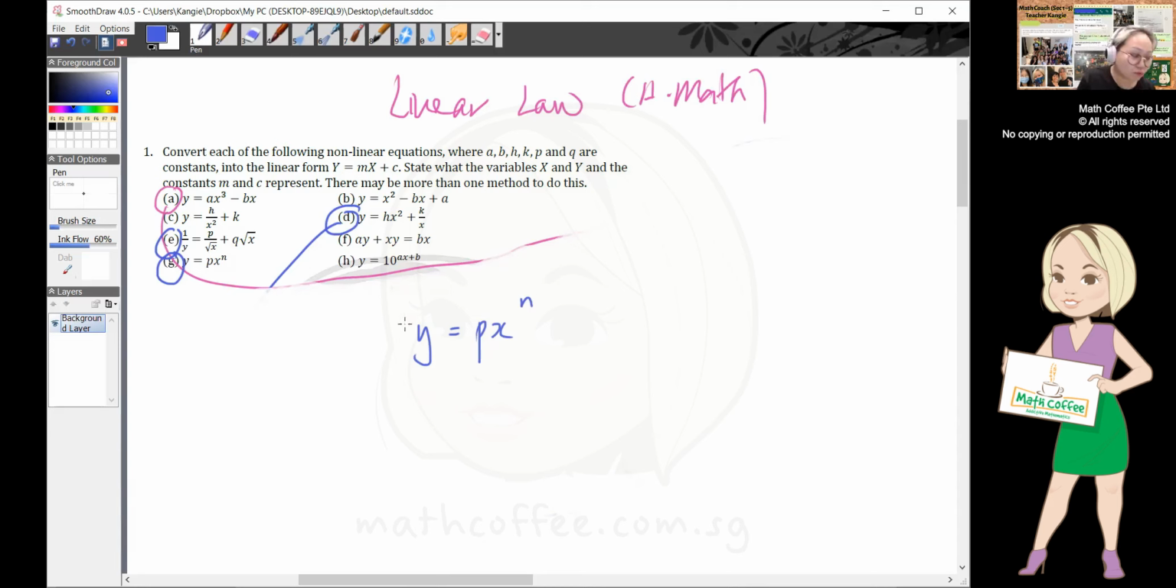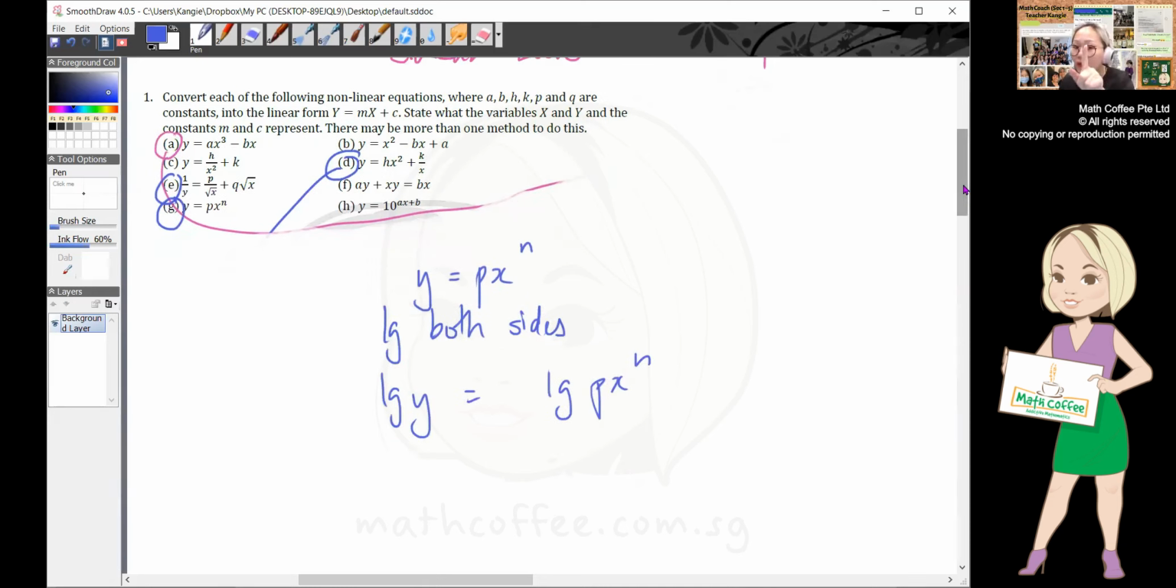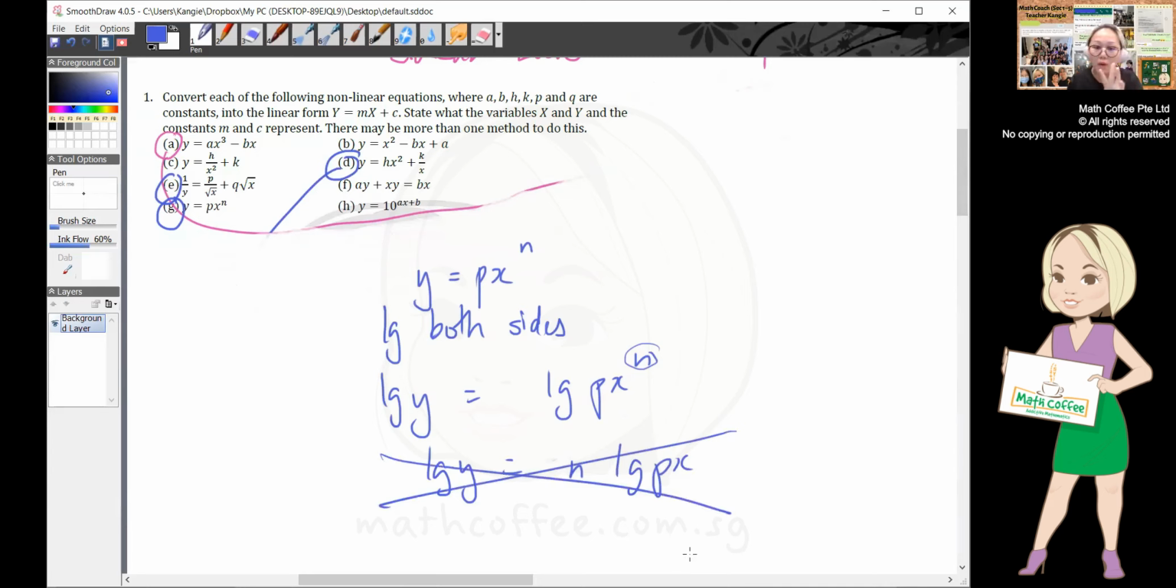So let's say I choose to log both sides. So it becomes log y equals log p x^n. Then take note over here. Common mistake is students happily bring down the n. They say that log y equals n log px. This is definitely wrong. Why is that so? Because power laws tell me that I can bring the power down, yes, but this n doesn't belong to the p. You see, it only belongs to the x. Unless I have a bracket here, then yes, you are right to bring down the n to the front. But currently it doesn't have.